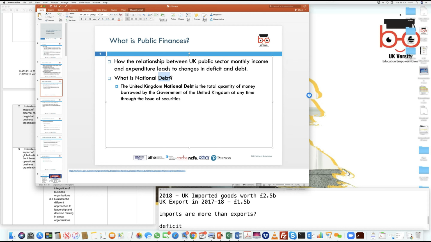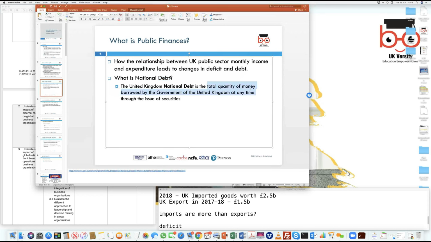Okay. So when we look at national debt, what is national debt? That means the total amount of money borrowed by the government at any given point in time is called national debt.